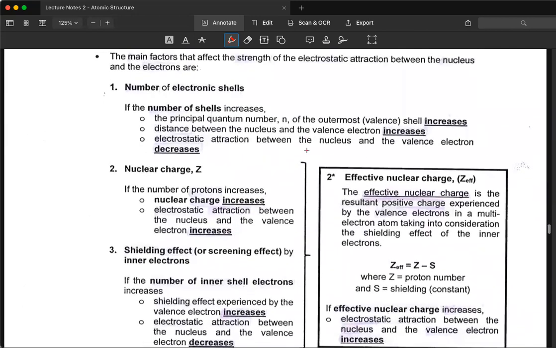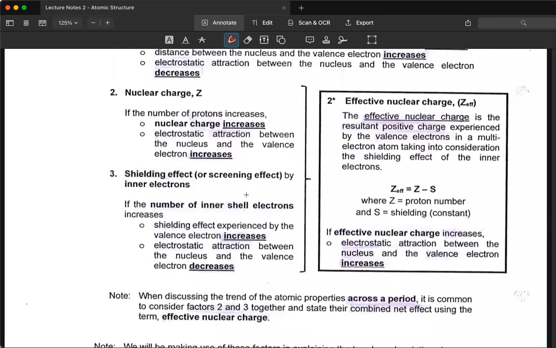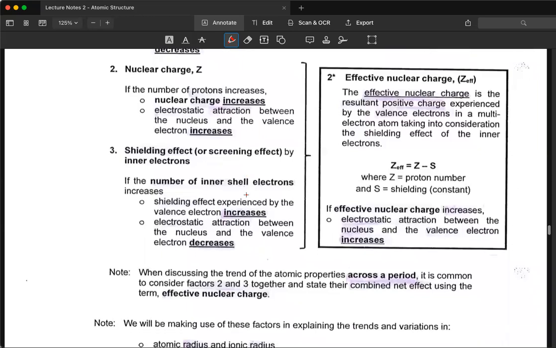Now, another factor is the shielding effect, or we call it the screening effect, by the inner electrons. So inner electrons are shielding the valence electron from the nucleus. The shielding effect experienced by the valence electron will increase if the number of inner shell electrons increases. This will cause the electrostatic attraction between the nucleus and the valence electron to decrease.